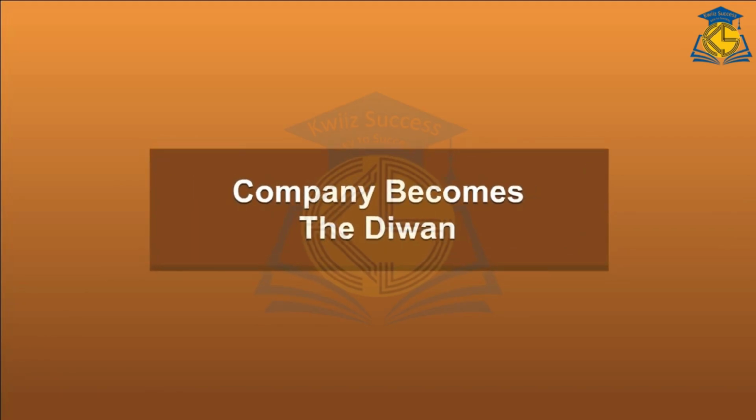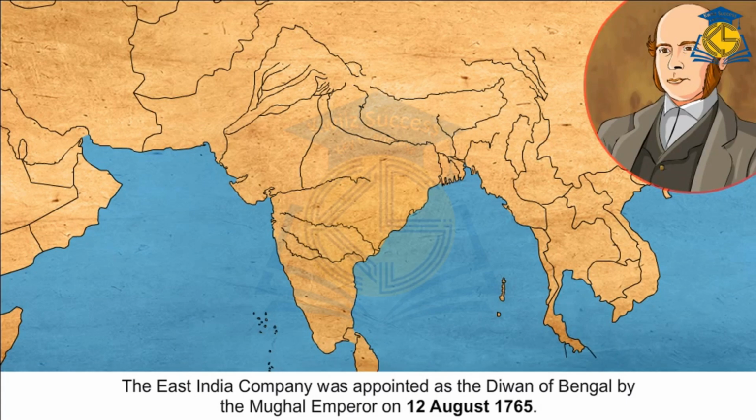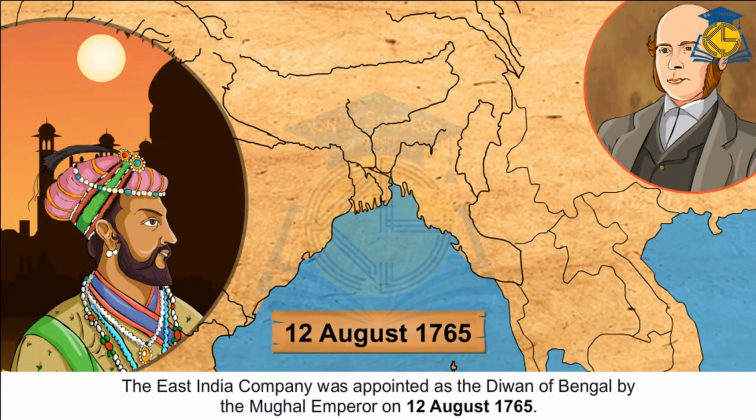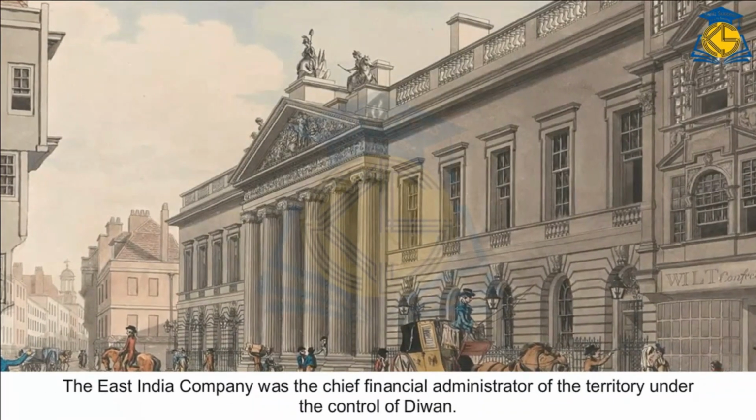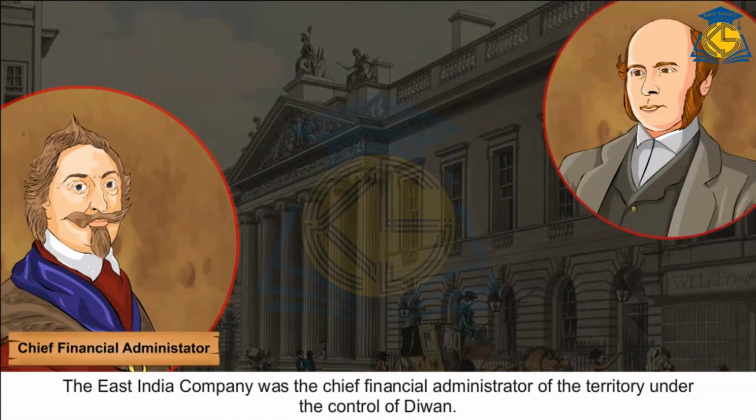Company becomes the Diwan. The East India Company was appointed as the Diwan of Bengal by the Mughal Emperor on 12 August 1765. The East India Company was the chief financial administrator of the territory under the control of the Diwan.